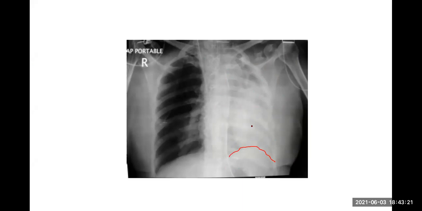If you look carefully, what has happened here? This collapse is due to the ET tube. You can see an ET tube inside. If the tube goes further in on this side, you are selectively intubating the right lung, so that the other lung collapses, right? That is the reason why this lung has collapsed.